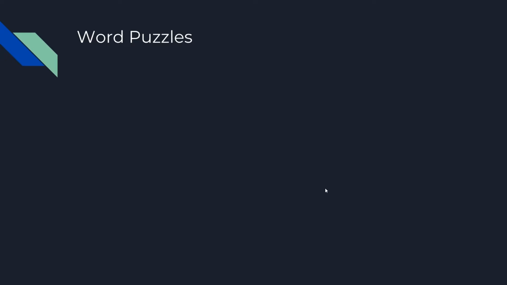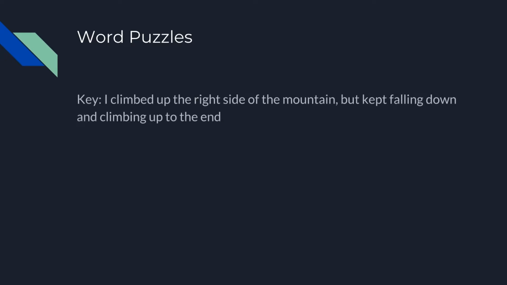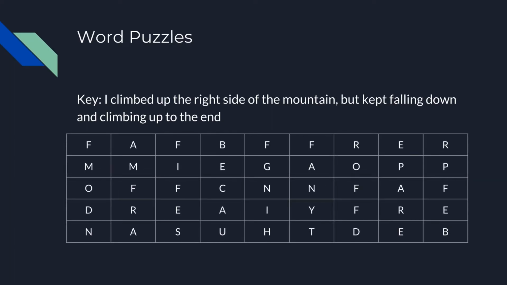One of my favorite Matu that I've ever made before is the word puzzles. So here's your key. I climbed up the right side of the mountain, but kept falling down and climbed up to the end. And here I have a graph for you with a bunch of different letters. Use what knowledge you have on what spaces could signify and try to figure out the answer. Pause the video now before I pull up the answer.